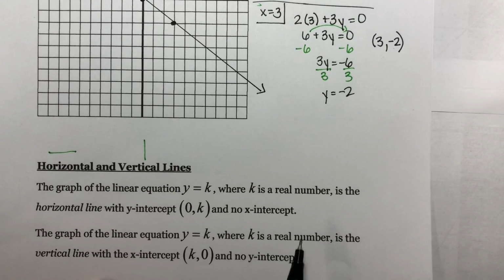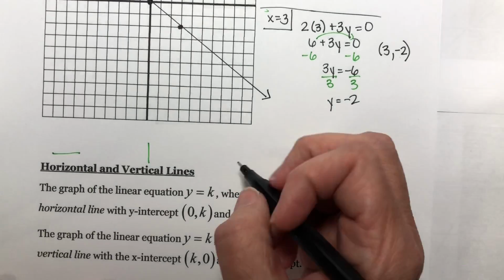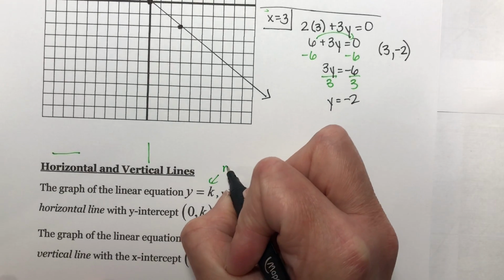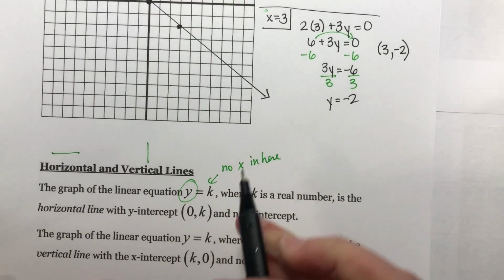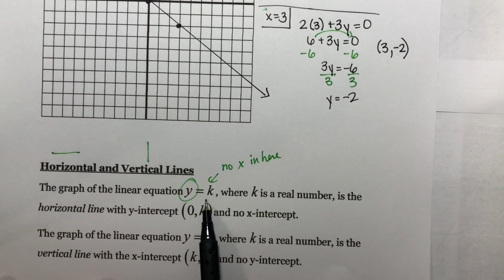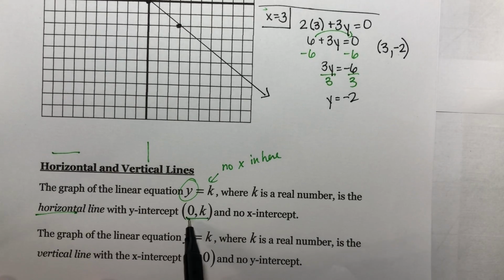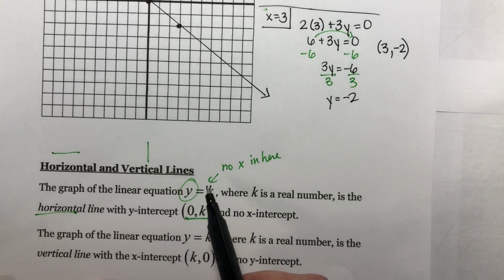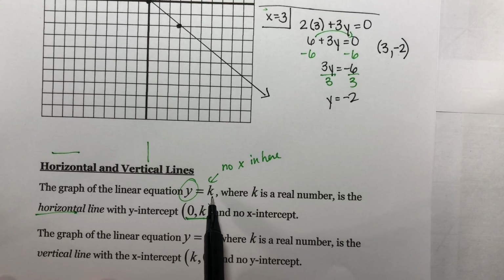So let's look at a little bit of information here. The graph of the linear equation y equals k. Notice there's no x in here. So I just have one variable. k is some number. If I have this equation, then I have a horizontal line with the y-intercept (0, k), right here, and no x-intercept. If you have an equation with only one variable, then you cross that axis at that number.